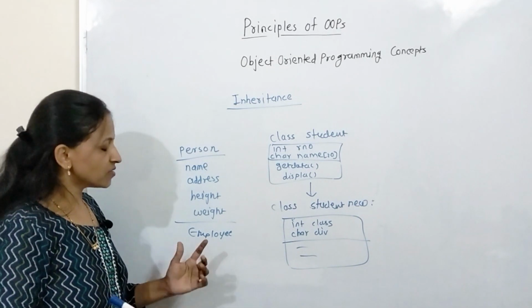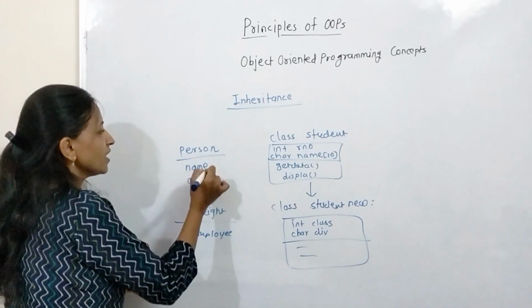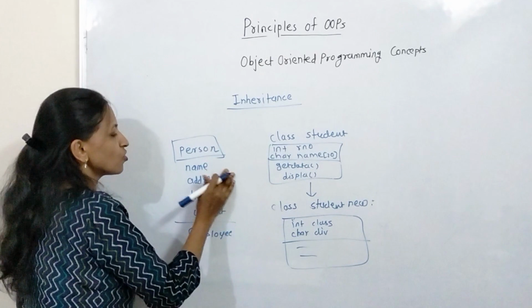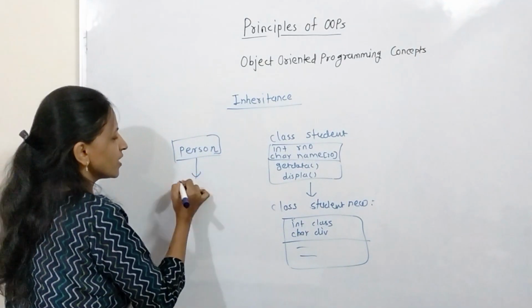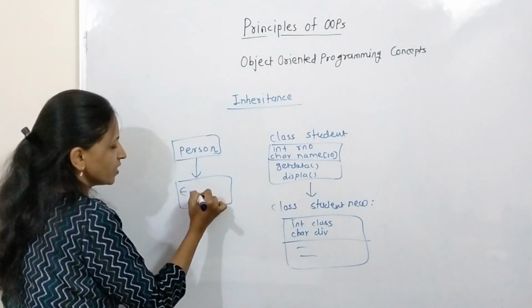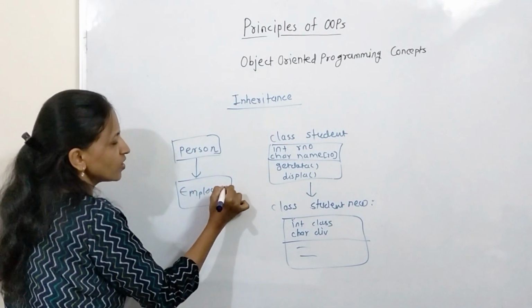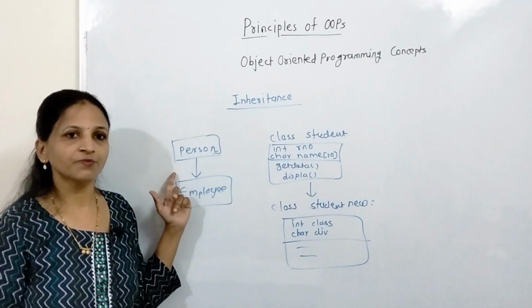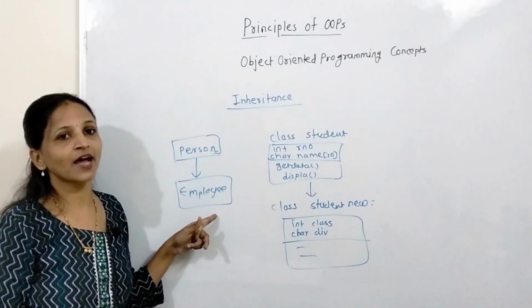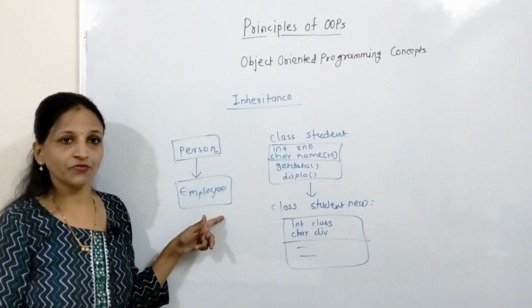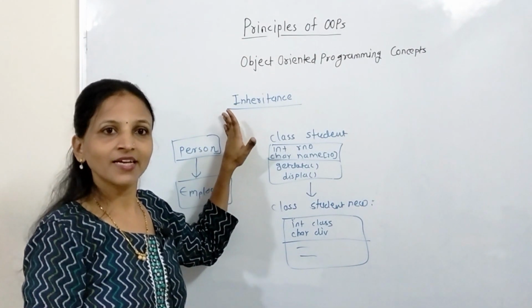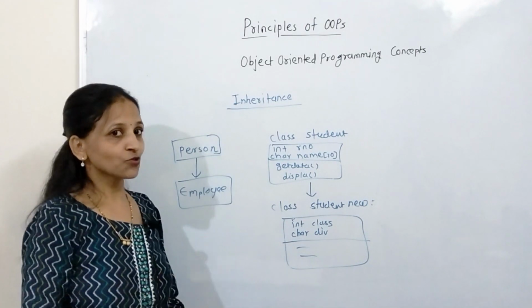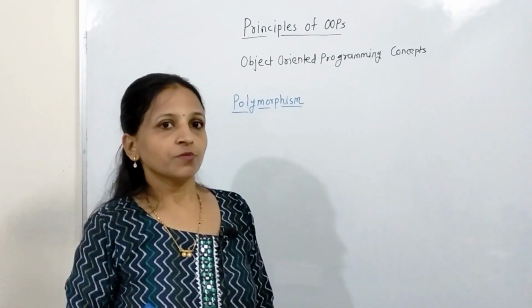Okay, and then we can do it like this. We have a person class already created, and from that we can create one more class, that is nothing but employee. Now employee will have all the attributes and functionalities of this person class, as well as some extra additional attributes. This we can achieve, and this is the concept of inheritance. Getting? Okay, now the next concept is polymorphism.